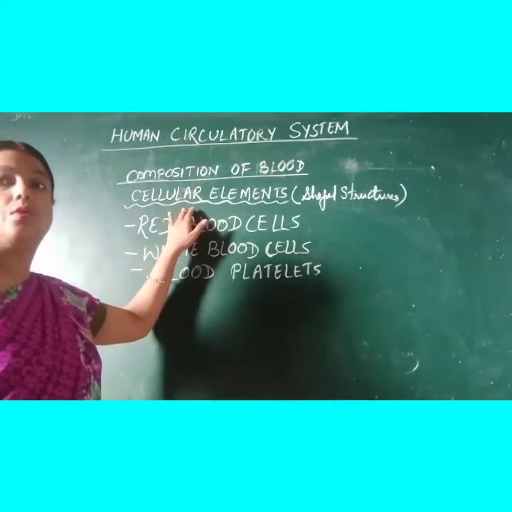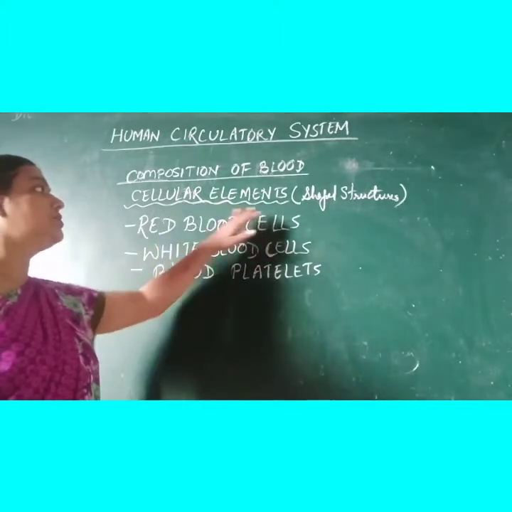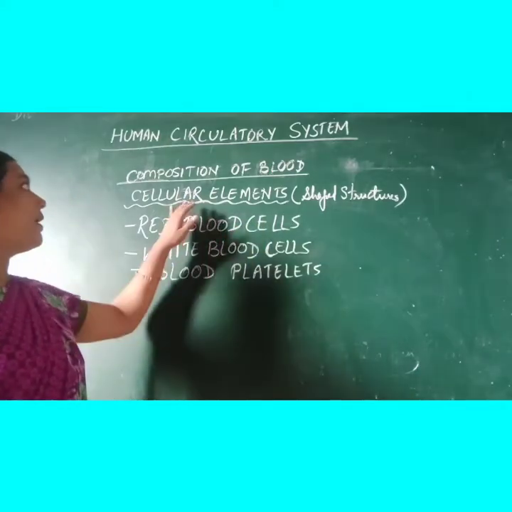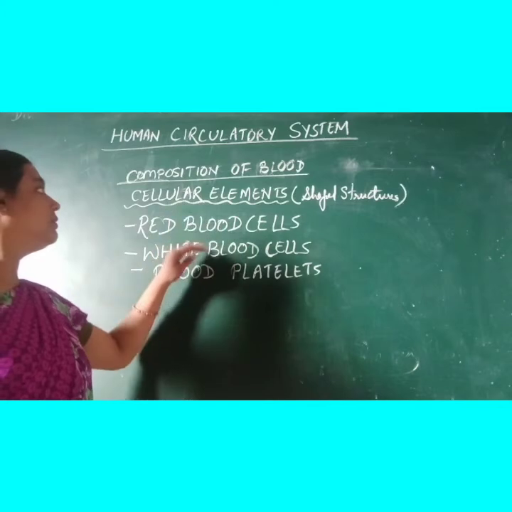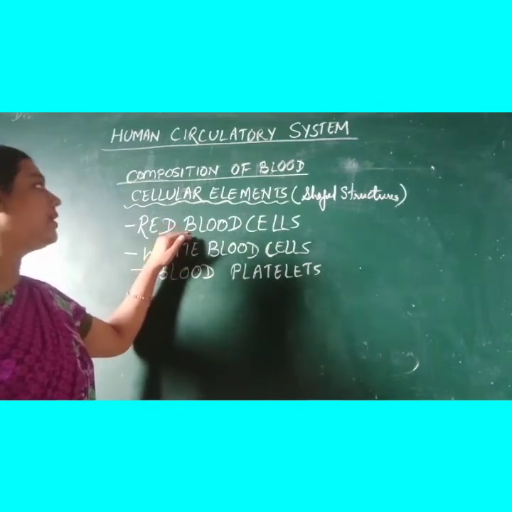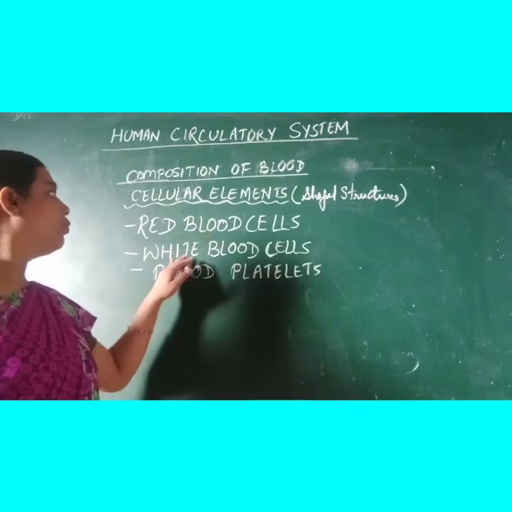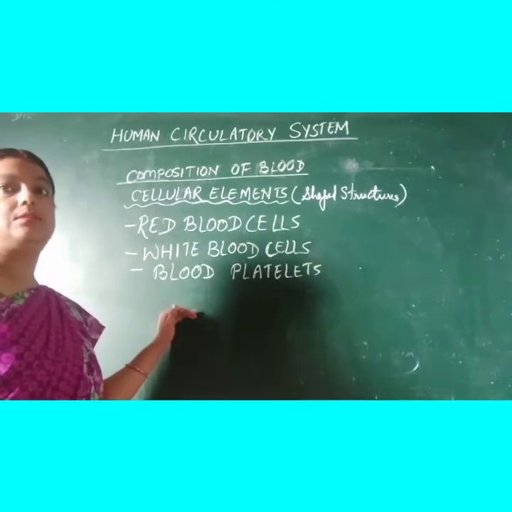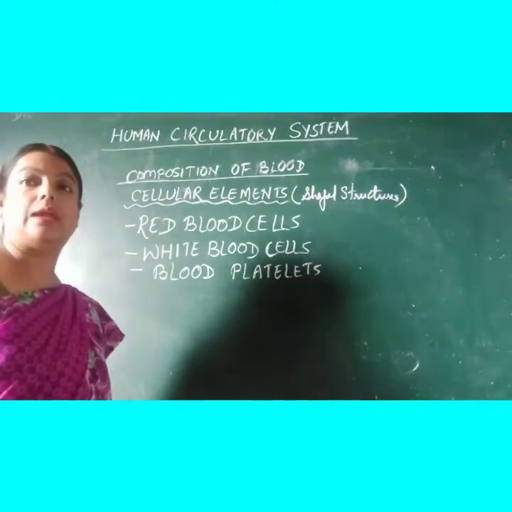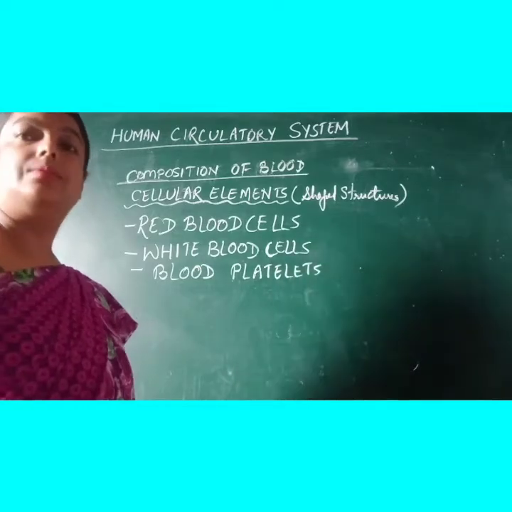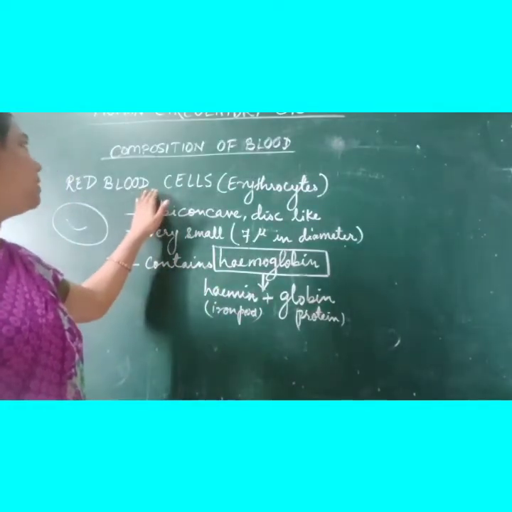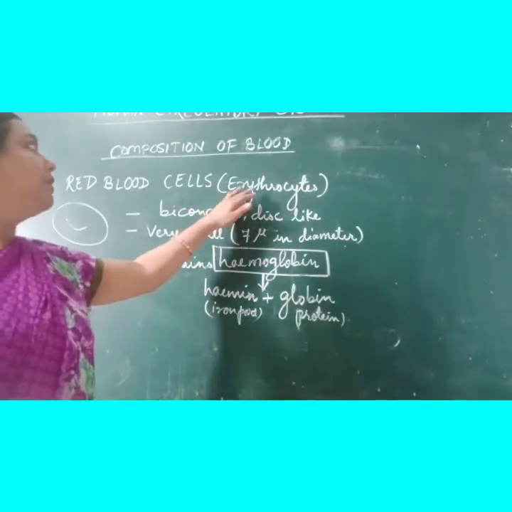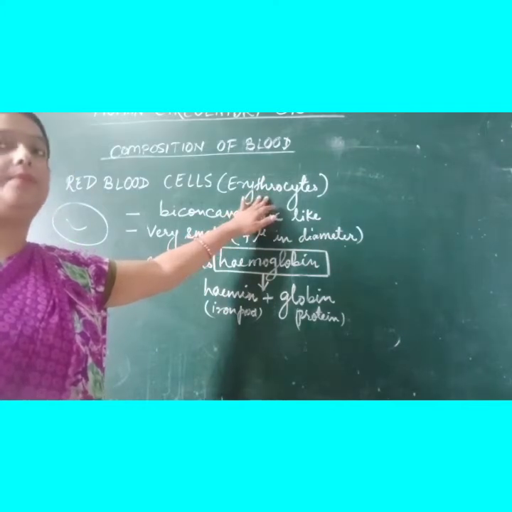Cellular elements or formed elements are shaped structures which are visible under magnification. The cellular elements of blood are of three types: red blood cells, white blood cells, and blood platelets. So let's see in detail about these cellular elements present inside the blood. Let's see about RBCs, red blood cells, which are also called erythrocytes. The word erythros means red.